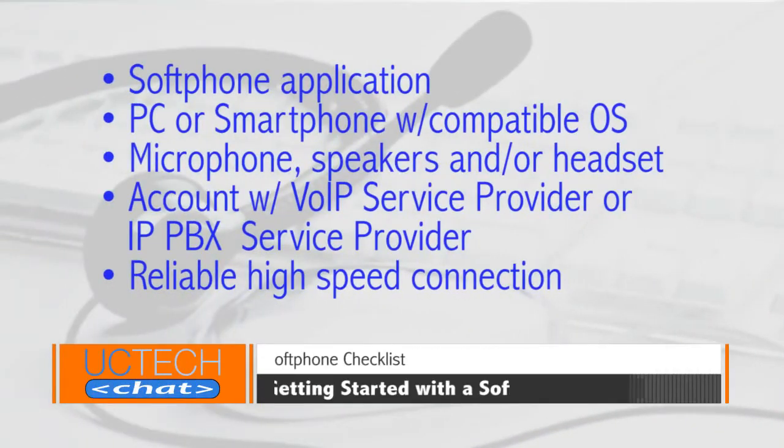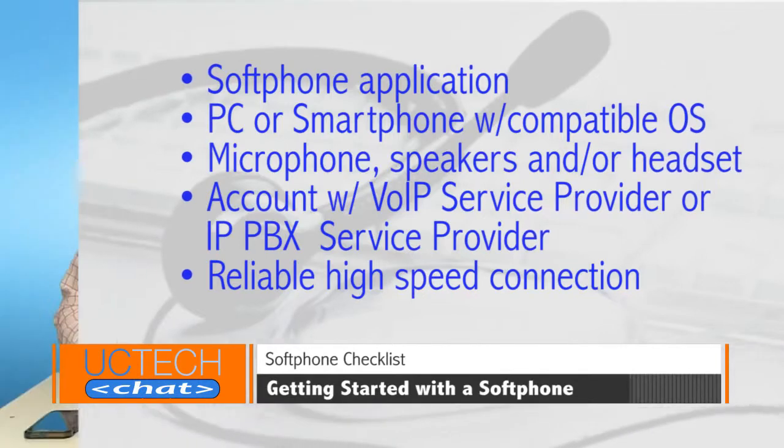All right, so let's recap. Jason, what do you need to deploy a soft phone? To deploy a soft phone, you need the following. You need a soft phone application, a PC or smartphone with a compatible operating system, a computer and microphone with speakers or a headset, an account with a voice over IP service provider or an IP PBX service provider, and a high-speed, reliable connection.